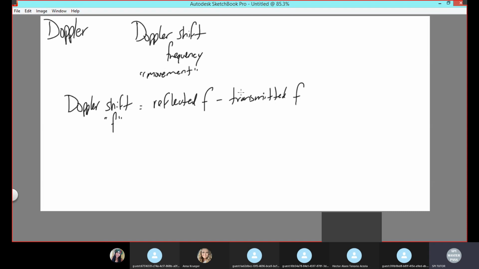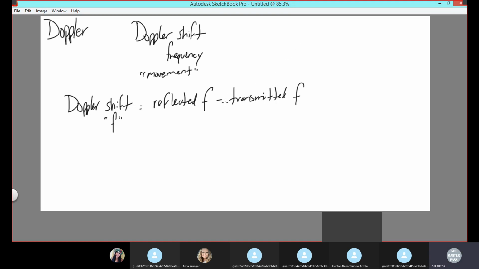And the way that I remember this is that it's in alphabetical order: D, R, and T. Because when I was studying this for my exam, I always used to have a hard time remembering, is it transmitted minus reflected, or is it reflected minus transmitted? The only way that I eventually was able to remember it was through repetition, but also just remembering that everything is alphabetized. D, R, T. R comes before T in the alphabet.